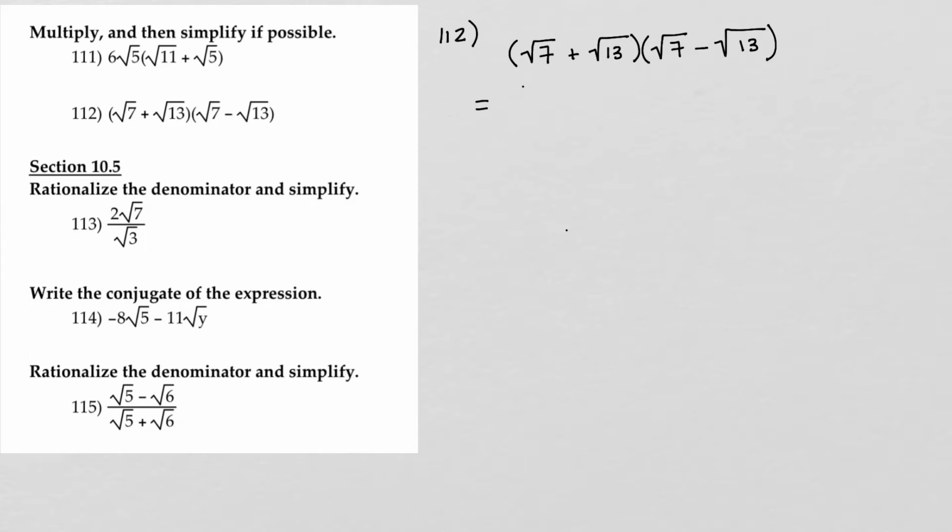So I can just multiply the first terms. Square root of 7 times the square root of 7 is the square root of 49. And then multiply the last terms, and square root of 13 times the square root of 13 is going to be the square root of 169. And since one was positive and one was negative, it's a minus in front there. Square root of 49 is 7. Square root of 169 is 13. And 7 minus 13 is a negative 6. So that's my final answer for that problem.